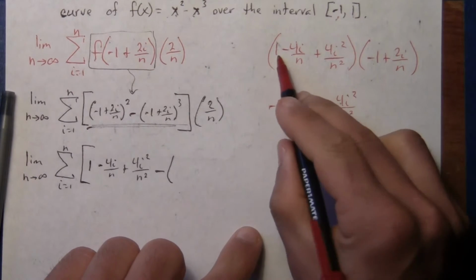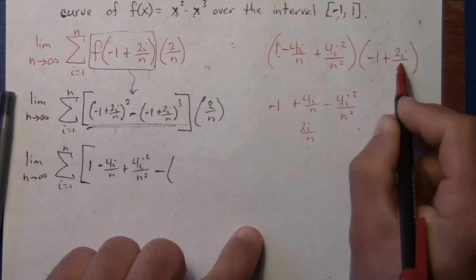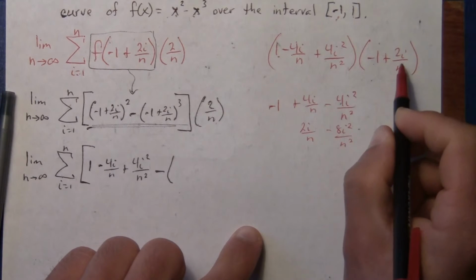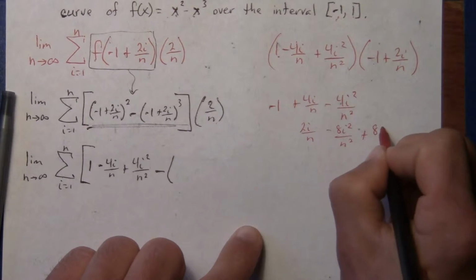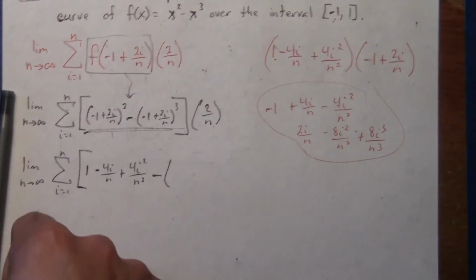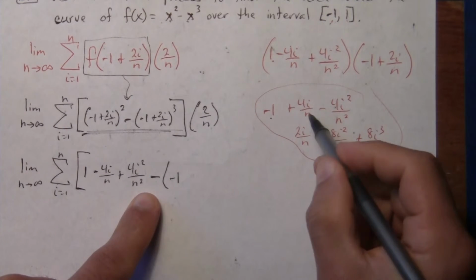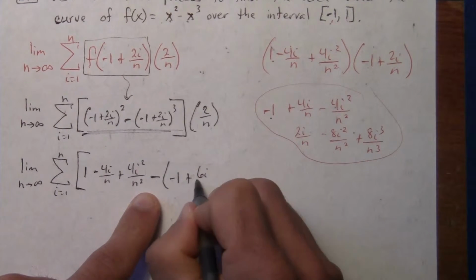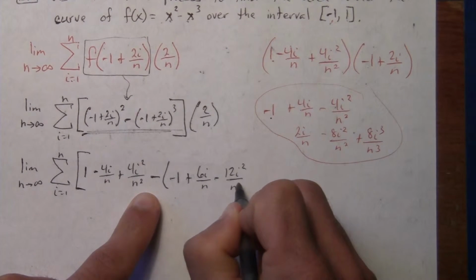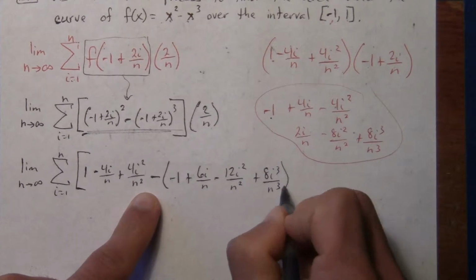Distribute the 2i over n, that's going to give me a positive 2i over n. This is the like term. It's going to give me a negative 8i squared over n squared, and it's going to give me a positive 8i cubed over n cubed. And so now I just have to add and combine like terms. So what is this? Make sure you've got the negative here. It's negative 1 plus 6i over n minus 12i squared over n squared plus 8i cubed over n cubed.